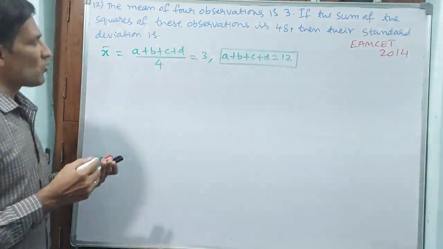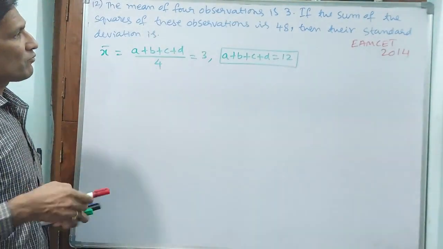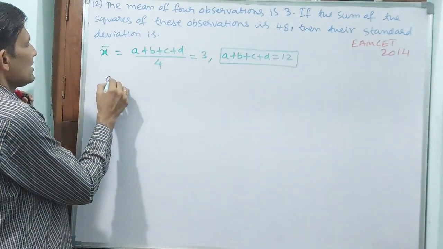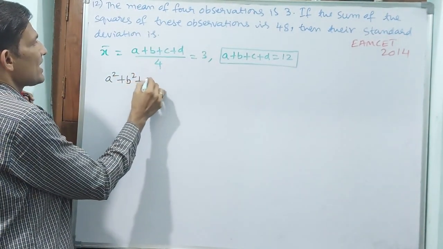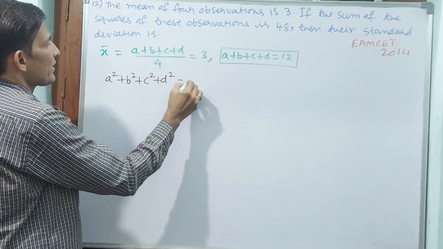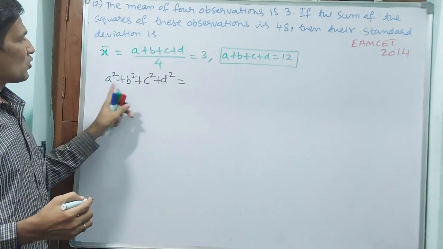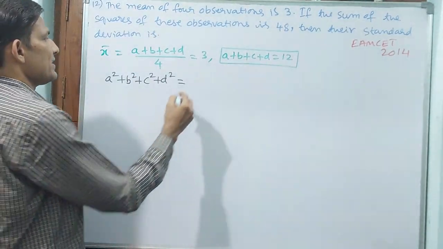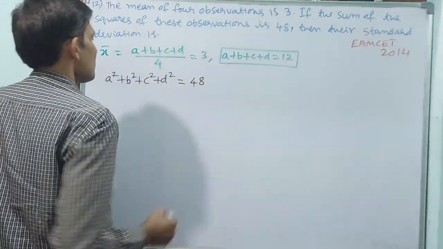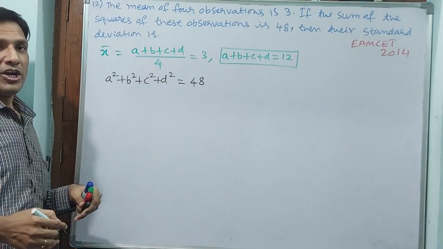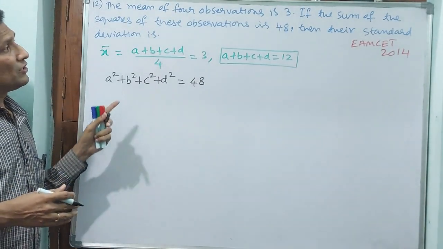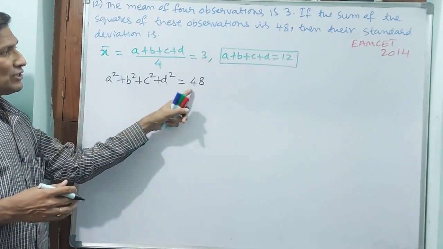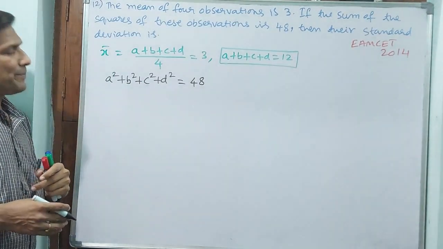Sum of the squares of these observations. You see, sum of the squares means how you are going to write? You are going to write like this: a square plus b square plus c square plus d square. Sum of the squares of these observations is 48. Okay. Here there is no division. Simply they have given, you see, sum of the squares of these observations is 48.